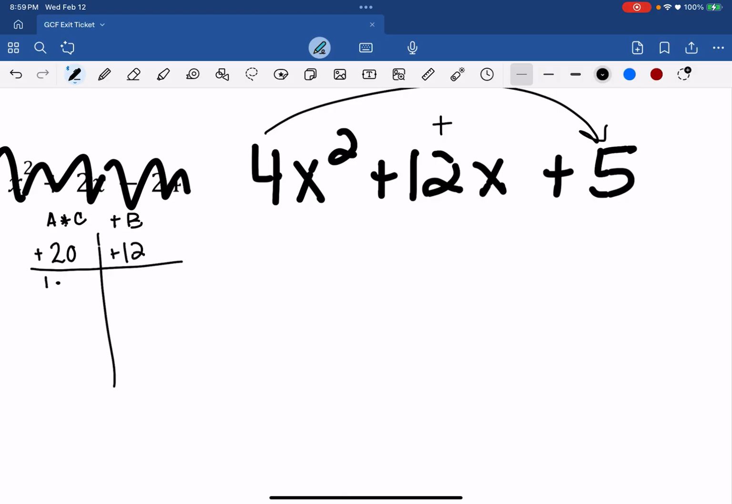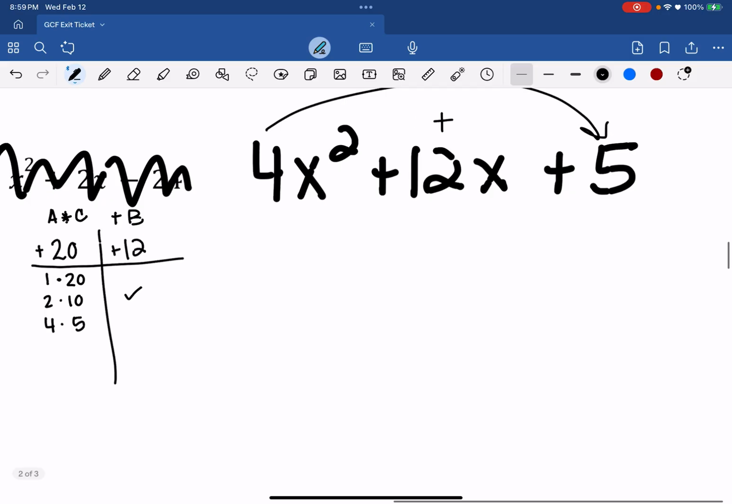So it's 1 times 20, 2 times 10, 4 times 5. Okay, those are the only 3. I'm trying to figure out which of these will add to 12. Well, 2 times 10 will add to 12. Okay, so I'm going to use 2 and 10.